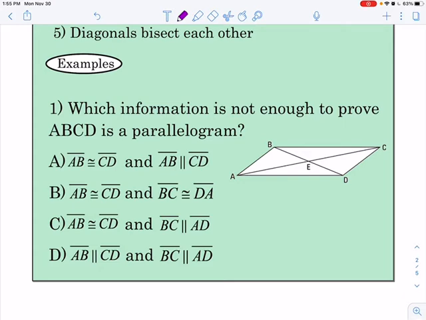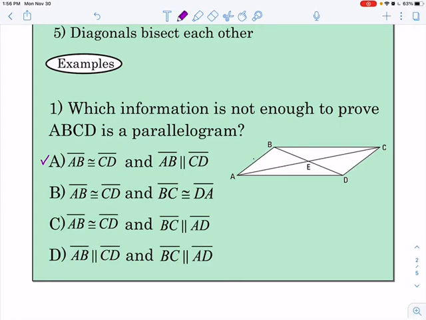Which information is not enough to prove ABCD is a parallelogram? For choice A, they have AB is congruent to CD and AB is parallel to CD. That's one pair of opposite sides that is both congruent and parallel. And again, if you were to scroll back up, that was one of your choices. So that is enough information. Again, we're looking for the one that's not. So let's move on to choice B.